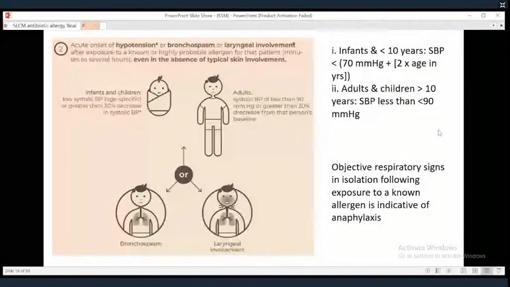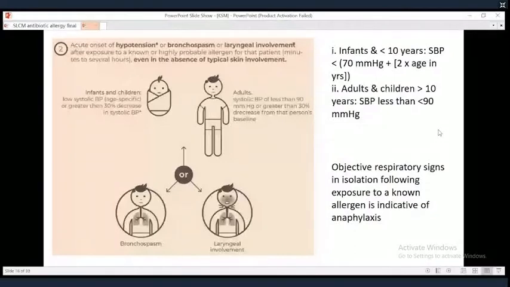The second scenario where you clinically diagnose anaphylaxis is acute onset of hypotension or bronchospasm or laryngeal involvement after exposure to a known or highly probable allergen for that patient. The exposure should have been minutes to several hours ago, and in this scenario you don't even need to have any typical skin involvement. The earlier classification didn't recognize bronchospasm or laryngeal involvement occurring in isolation after exposure to a probable allergen for that person. But in the current guideline, it is accepted.